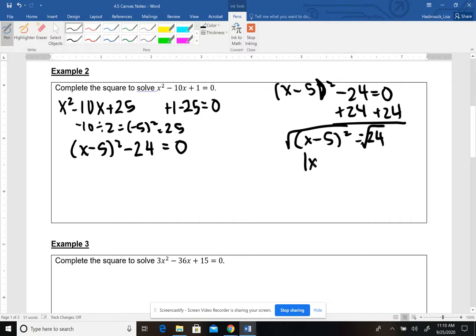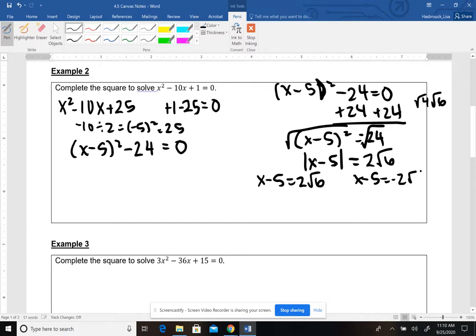This becomes the absolute value of x minus 5 equals, for the square root of 24, it's the square root of 4 times the square root of 6. We do want to simplify this. Since there's that perfect square in there, I need to rewrite it as 2 root 6. Now I can split it up. x minus 5 equals positive 2 root 6. x minus 5 equals negative 2 root 6.